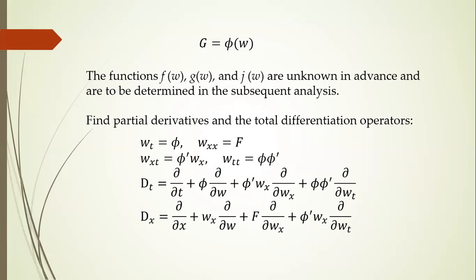Find partial derivatives and total differentiation operators. w_t = phi, w_xx = F, w_xt = phi' w_x, w_tt = phi phi'. D_t = d/dt + phi d/dw + phi' w_x d/dw_x + phi phi' d/dw_t. D_x = d/dx + w_x d/dw + F d/dw_x + phi' w_x d/dw_t.